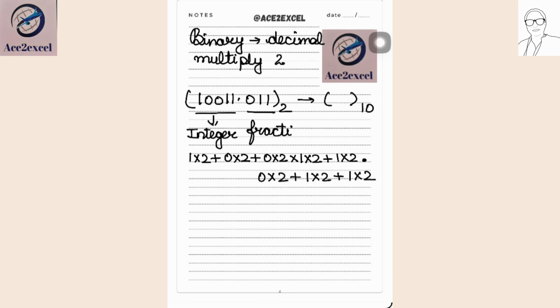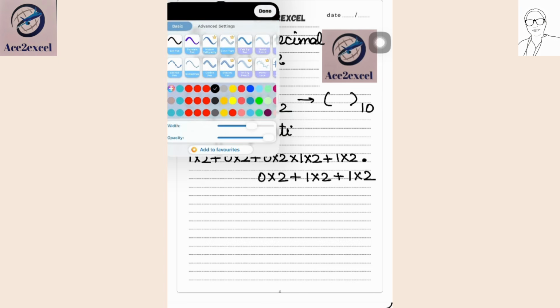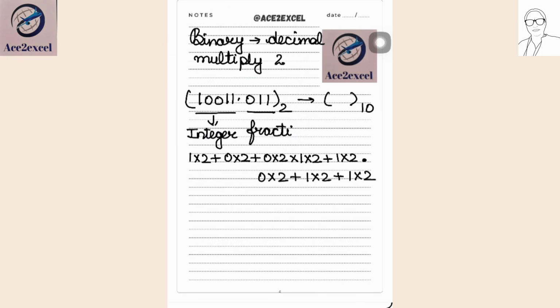Now, to be kept in mind is that we have a dot here. Before this dot, the numbers will be 2 raised to power 0, 2 raised to power 1, 2 raised to power 2, 2 raised to power 3, 2 raised to power 4. What I mean to say is, before this dot, your numbering will be positive starting from 0. After this, numbering will be on a negative scale.